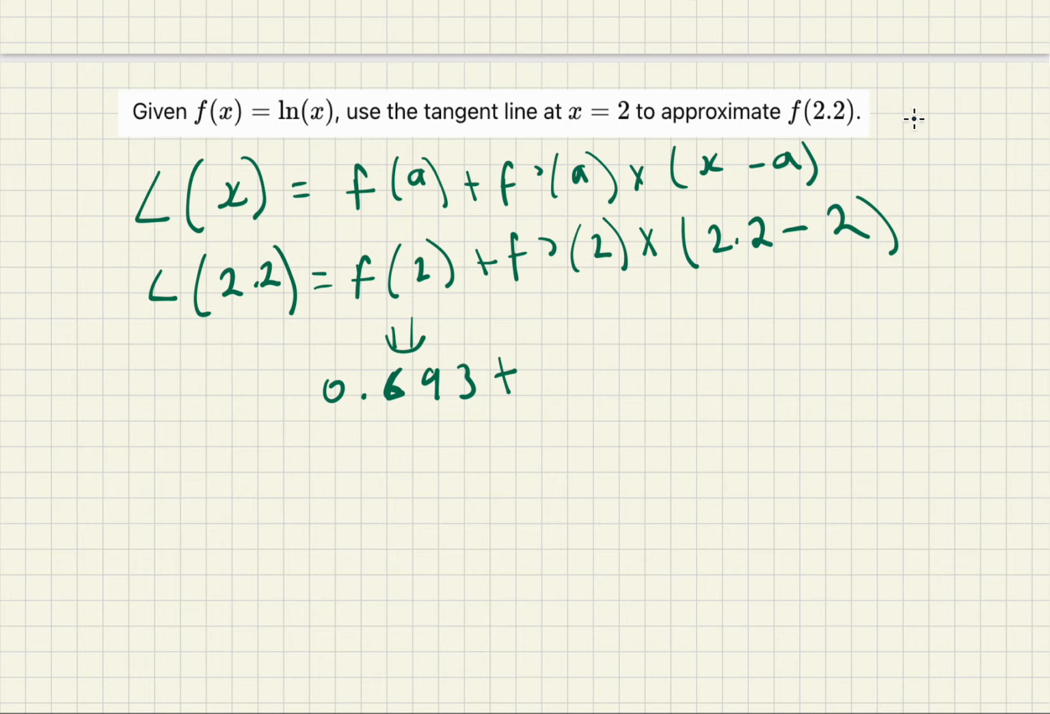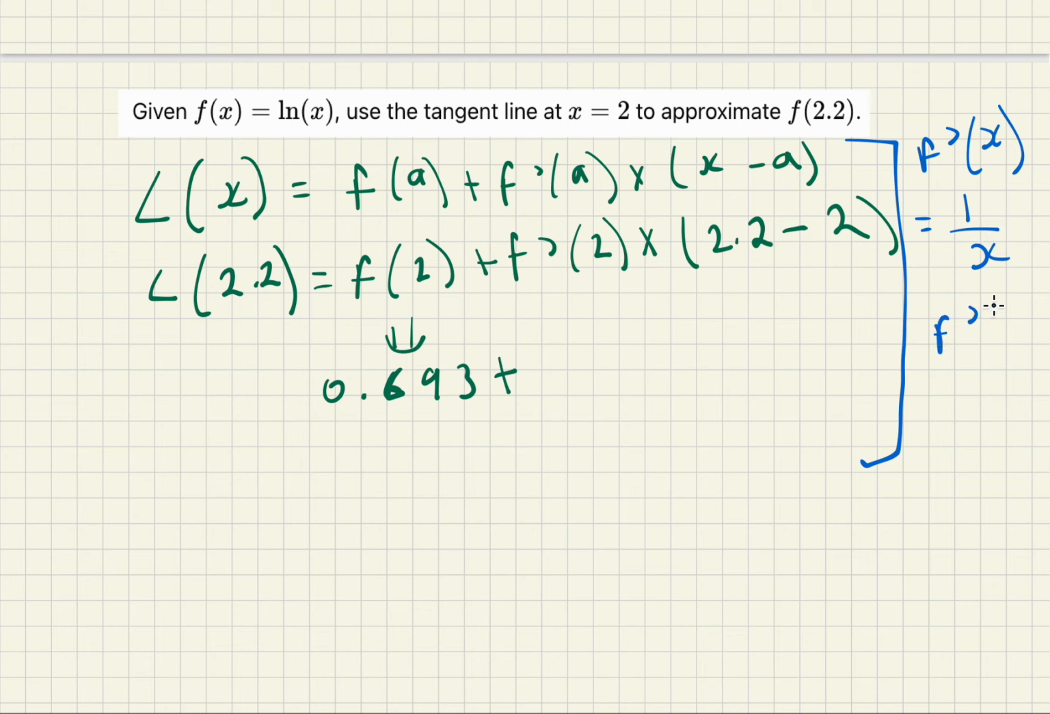Right? And now all we need to do is find f prime at 2. Now to find f prime at 2, we need to take the derivative of the function given to us. So the derivative of natural log of x is equal to 1 over x. That's an identity or a formula you must know. The derivative of natural log of x is always 1 over x.